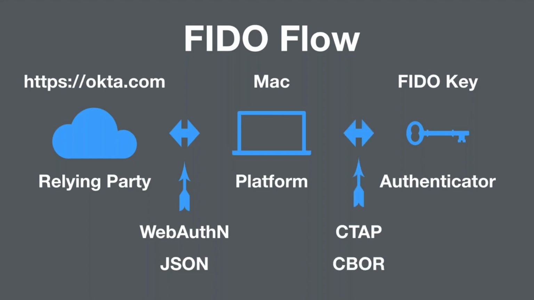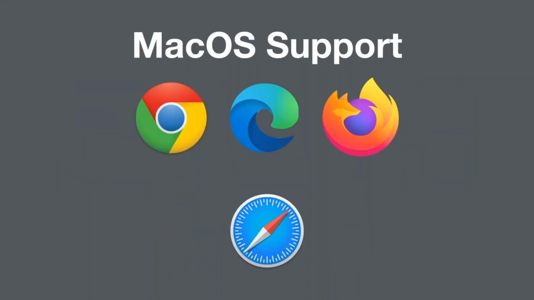The platform then uses, in the case of FIDO2, something called CTAP, Client to Authenticator Protocol, and CTAP uses CBOR for encoding, which is Concise Binary Object Representation, I believe. That's just a way of compacting the information as tightly as possible so that it can go across limited connections like Bluetooth or NFC or something along those lines.